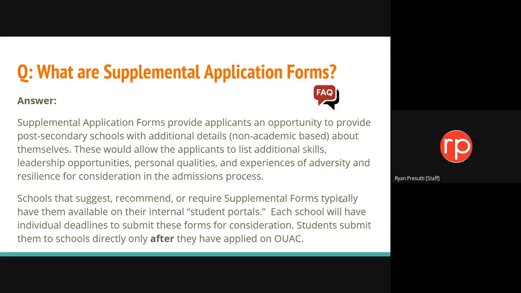Not all schools have them, but there are many schools that suggest, recommend, or even require supplemental application forms for particular programs. If schools have them, they would be on their internal student portal. So once you apply to OUAC, as an example, to the Ontario University Application Centre, you would, in the coming days, receive an email from that school. Just as an example, York. So York might email you saying, thank you for your application. We will review it in the coming weeks and months. Here is the information for your internal portal, where you can check on the status of your application and you can get more detailed information about York and extra forms, residence, supplemental application forms.